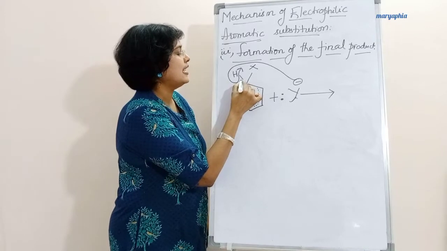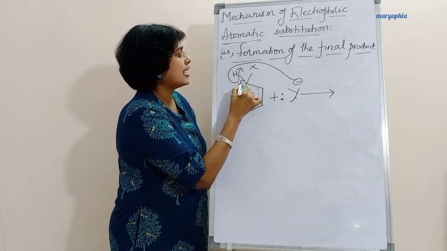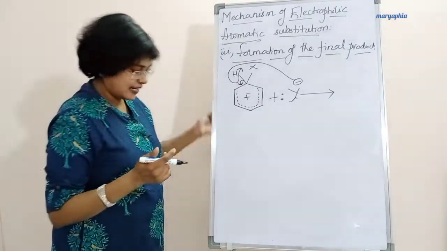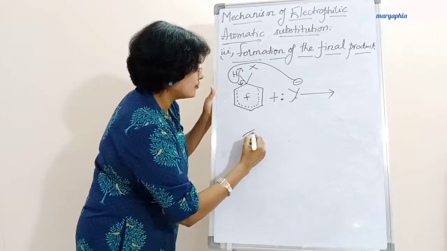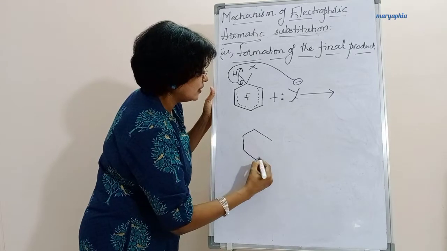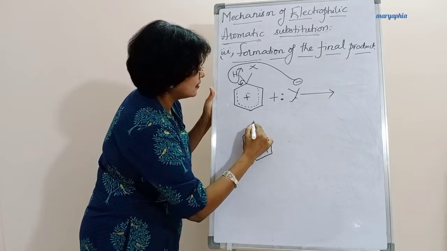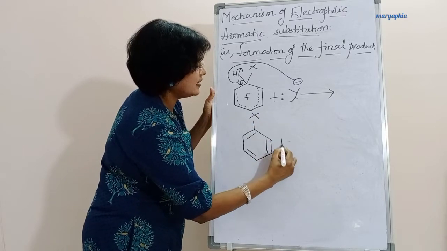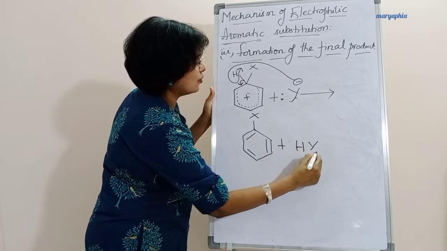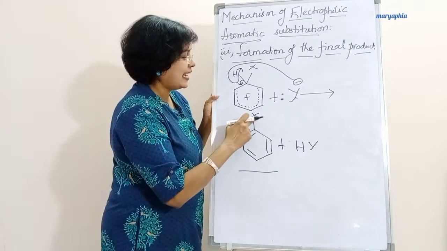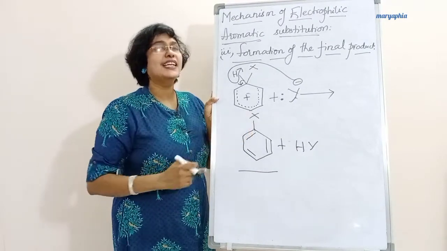Now what happens to these two electrons? They move inside the ring. That means the two electrons go inside the ring. Therefore we get the three pi bonds, and now here is the product X plus HY. So this is the substituted product, and H has been substituted by X.